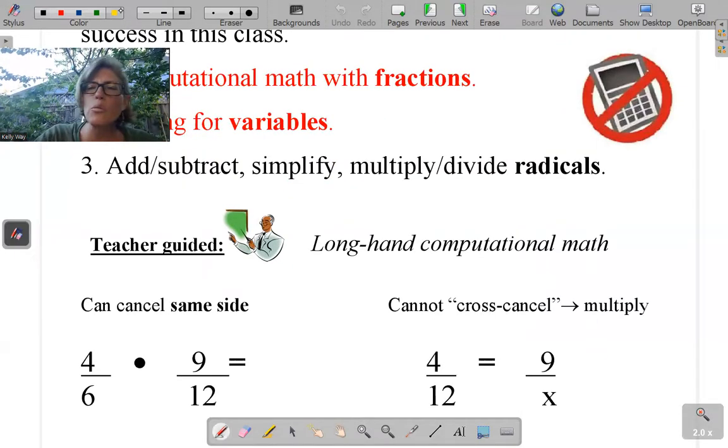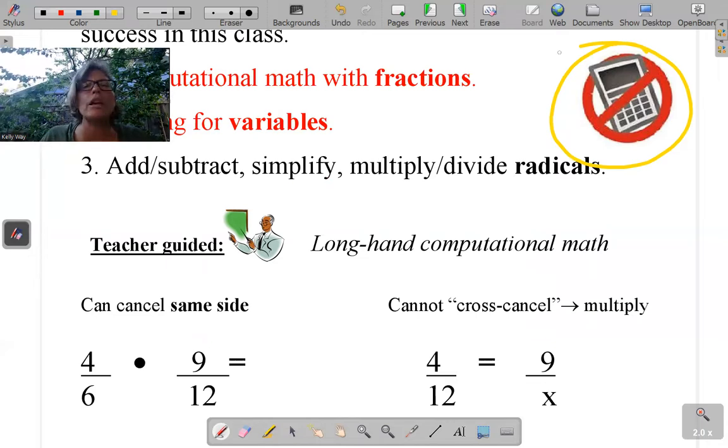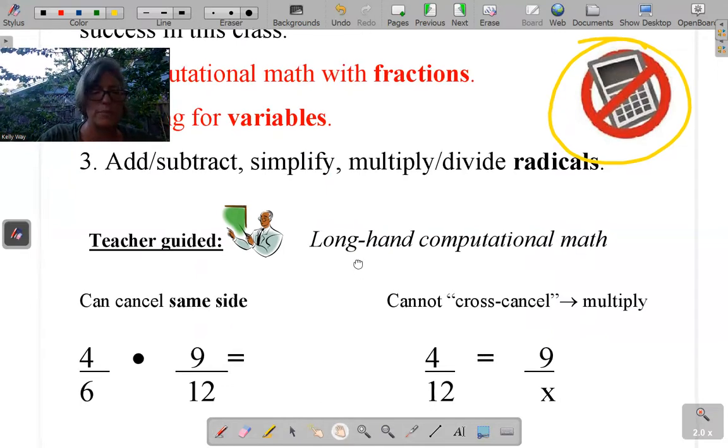First, I really want you to do the best you can to avoid using calculators for anything that is single or 2-digit multiplication, division, addition, subtraction in this class. Do not touch calculators for simple computational math. We're going to start with fractions.